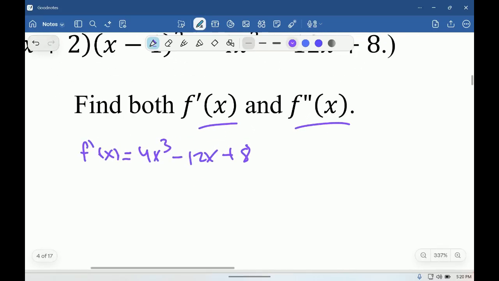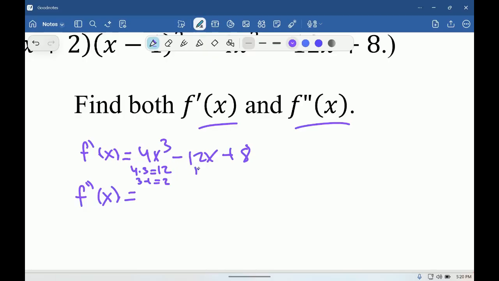And then we're going to use our f prime to do our second derivative. We're going to do 4 times 3 equals 12. 3 minus 1 equals 2. 12 times 1 equals 12. 1 minus 1 equals 0. And then x to the 0 is 1. It's going to be 12x to the second power minus 12.